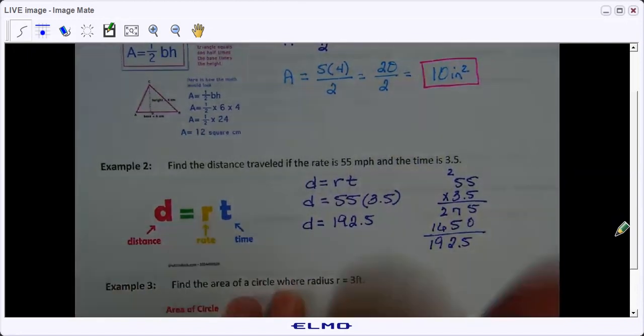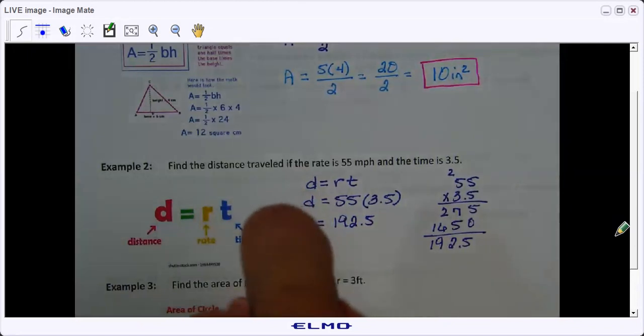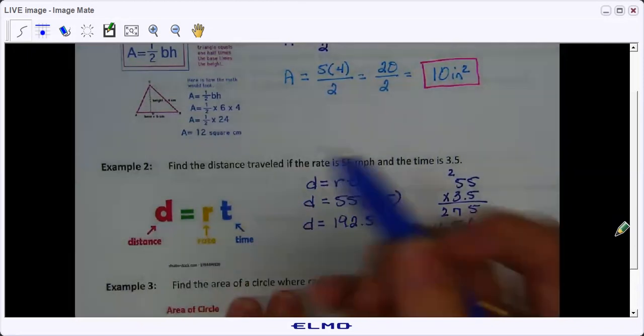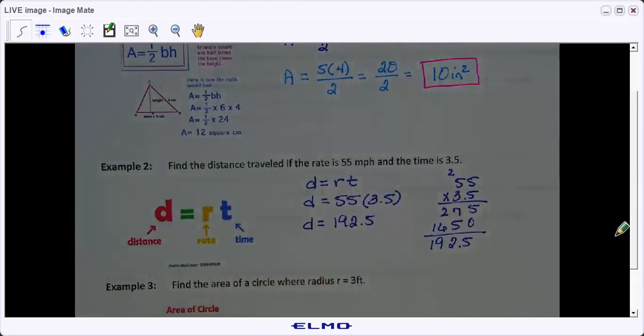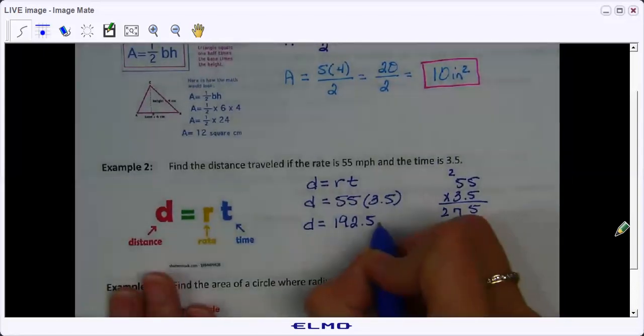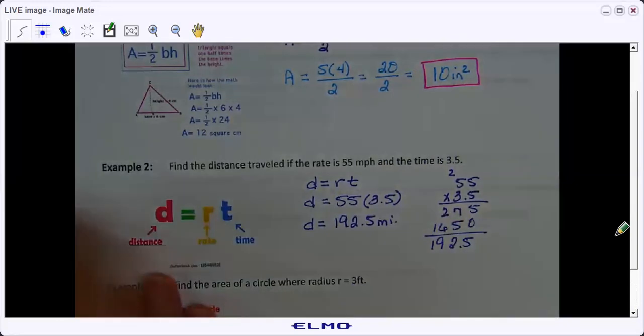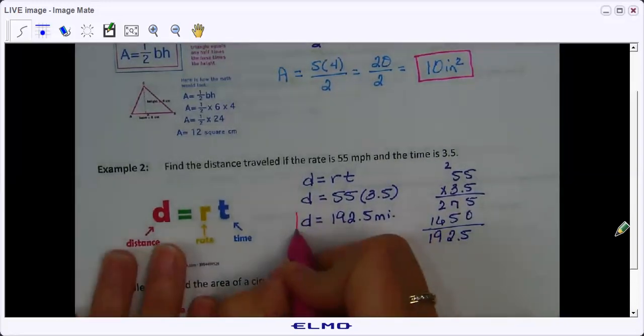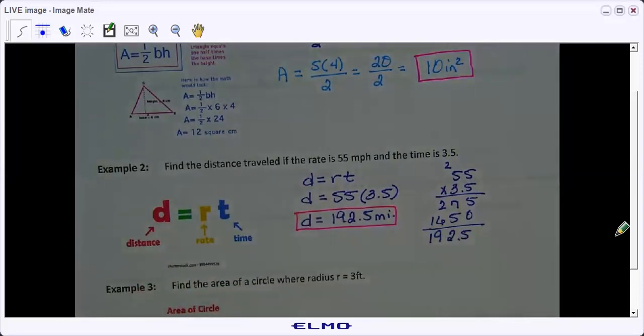So what are our units here? Okay, yeah, I always go back to the problem and see what they're asking. They're asking for distance, not time. So it's just going to be miles. Good. Okay. Now we're going to go to example 3.